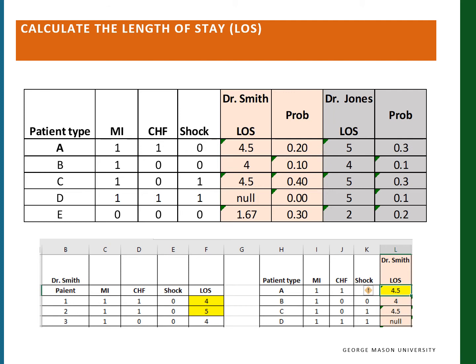And you do the same thing with Dr. Jones' length of stay. You average the patient type A with the length of stay and you come up with a number.